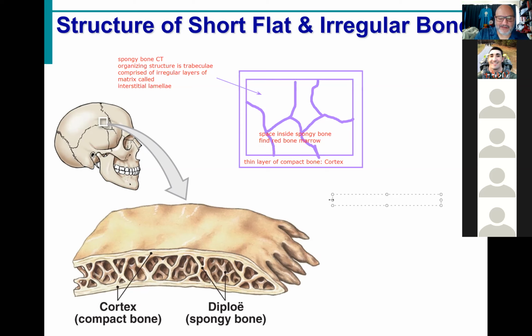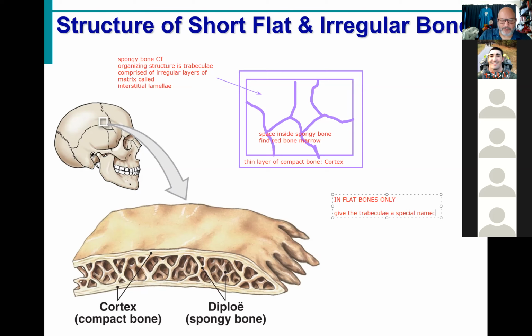However, in flat bones only, and only in flat bones, and don't ask me why, I don't know why, this is just because anatomists hate you. In flat bones and flat bones only, they give the trabeculae a special name.